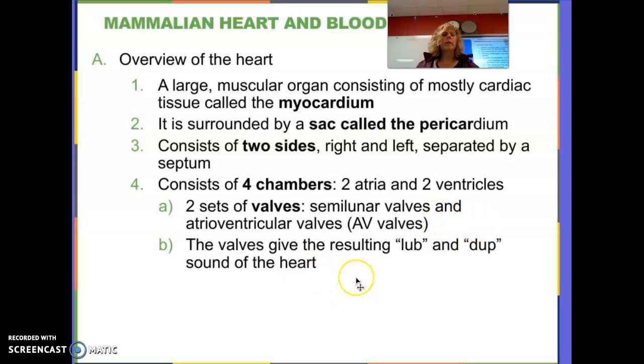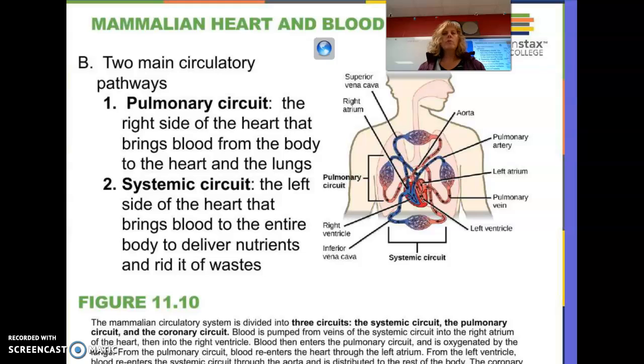And this is part of what gives you, if you've ever put your ear on someone's chest, or if you've ever had the opportunity to use a stethoscope and listen to someone's heartbeat, you can hear that sort of lub-dub sound of the heart. Those are actually the valves opening and closing. The valves are really important in keeping the blood moving in the correct direction and the correct path through the heart. And so we say there are 2 main pathways of blood through the heart.